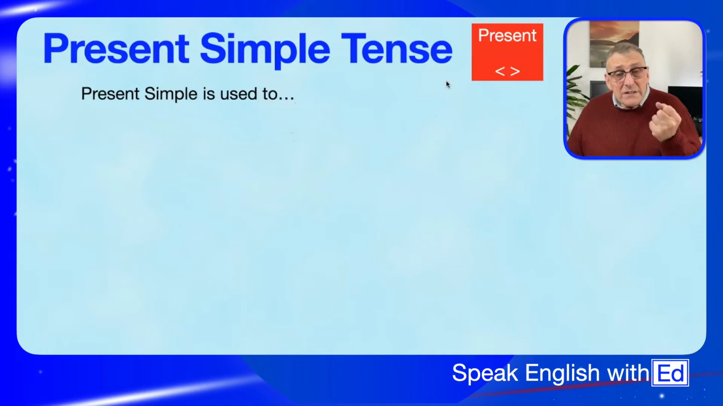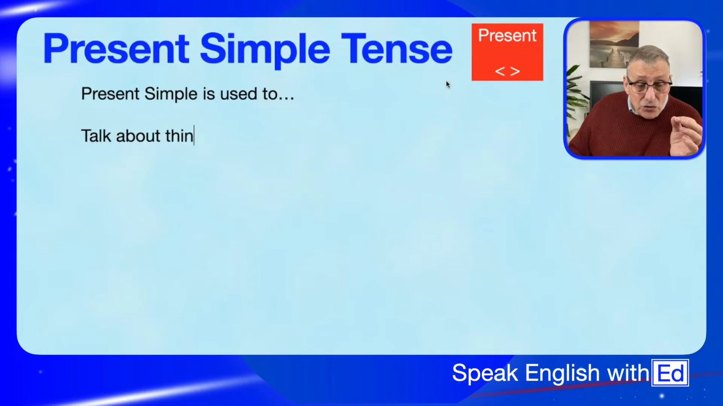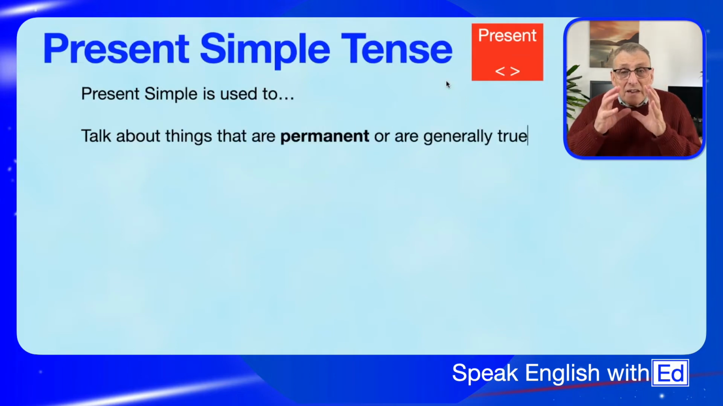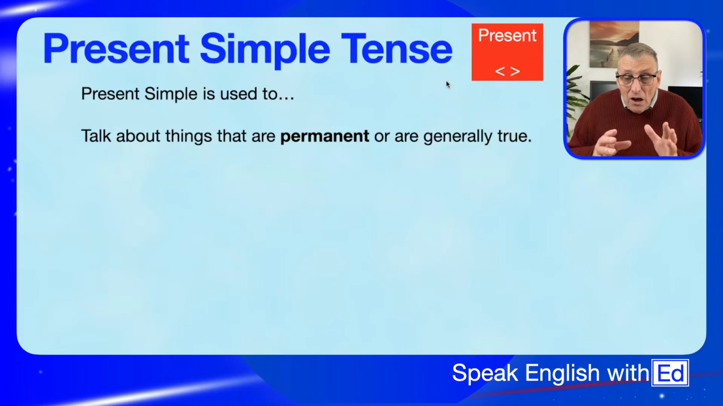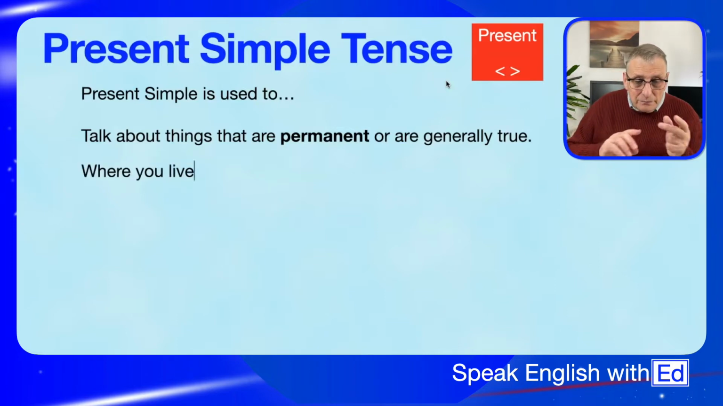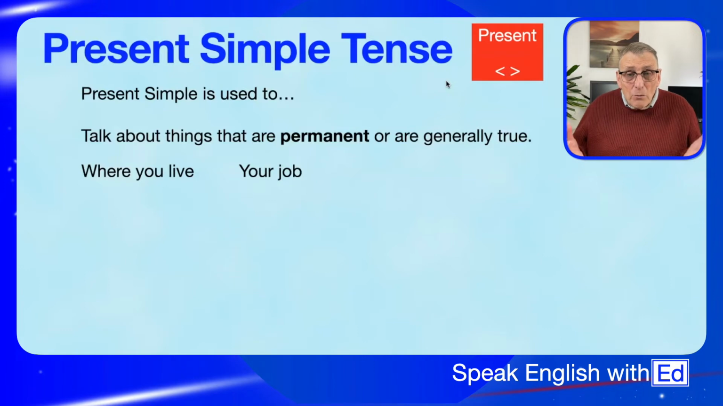So, the present simple tense is used to talk about things that are permanent. We've already mentioned that, a bit earlier. Or that they're generally true. So they're either permanent or generally true. So you can talk about where you live. You can talk about your job, because these are going to be permanent or generally true.